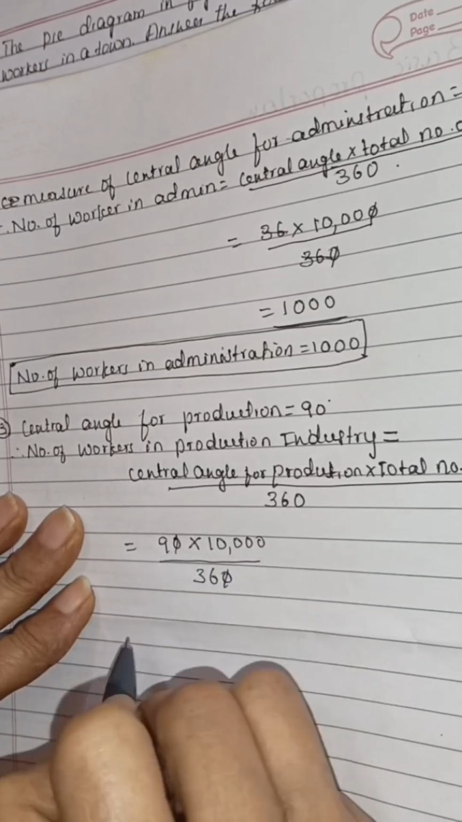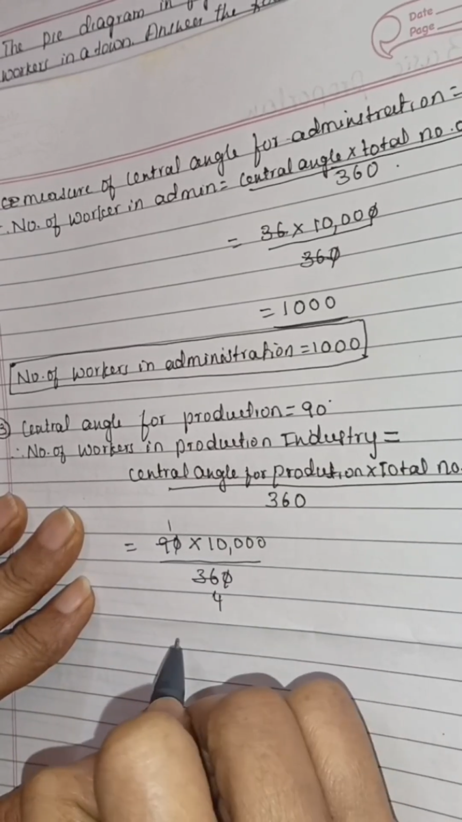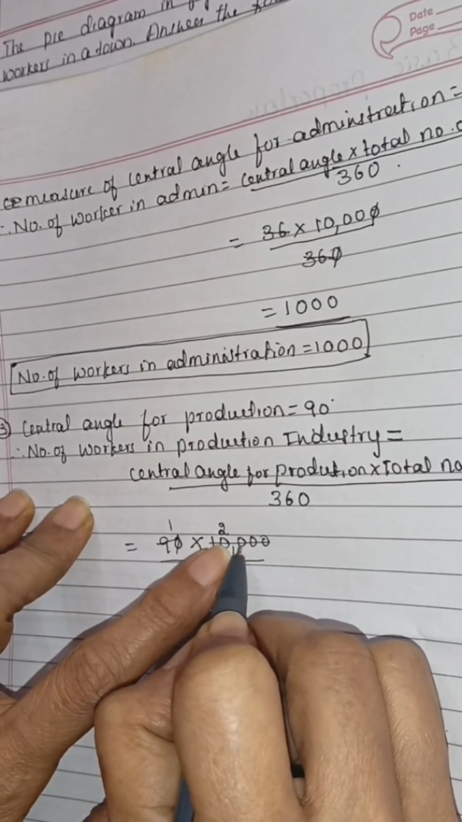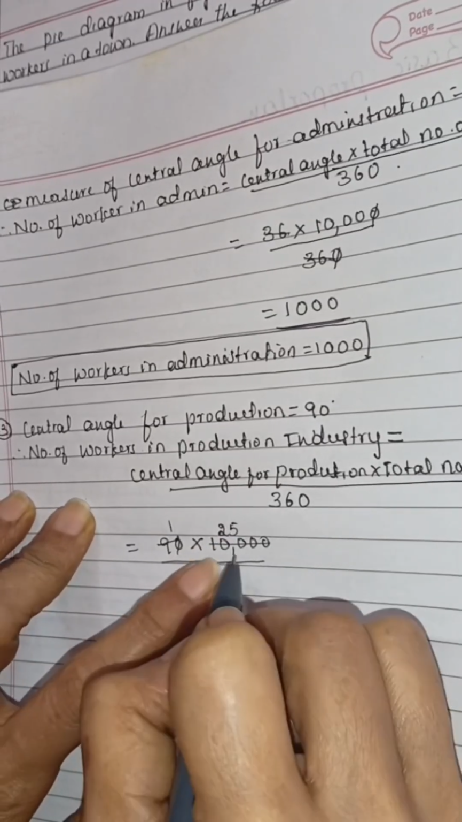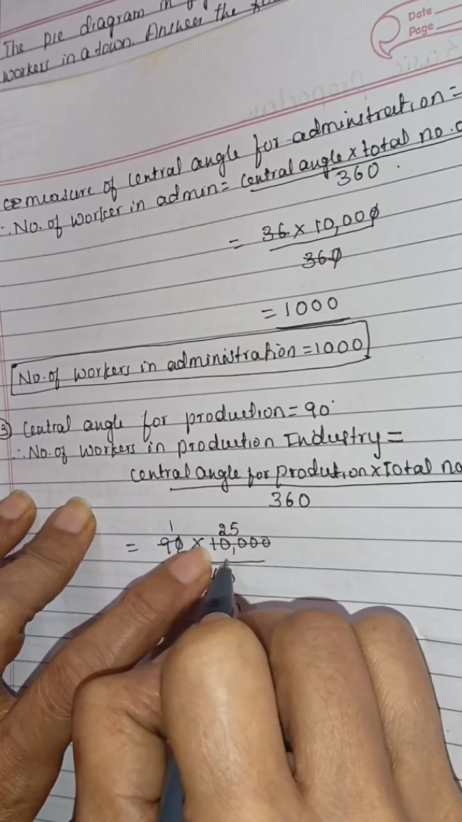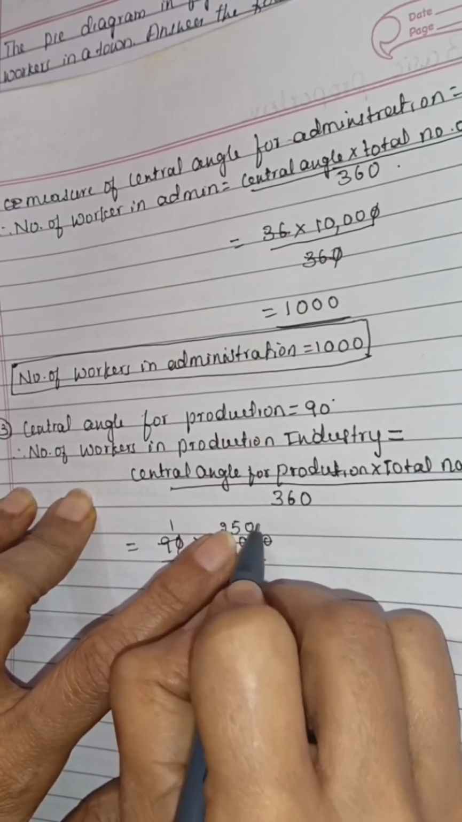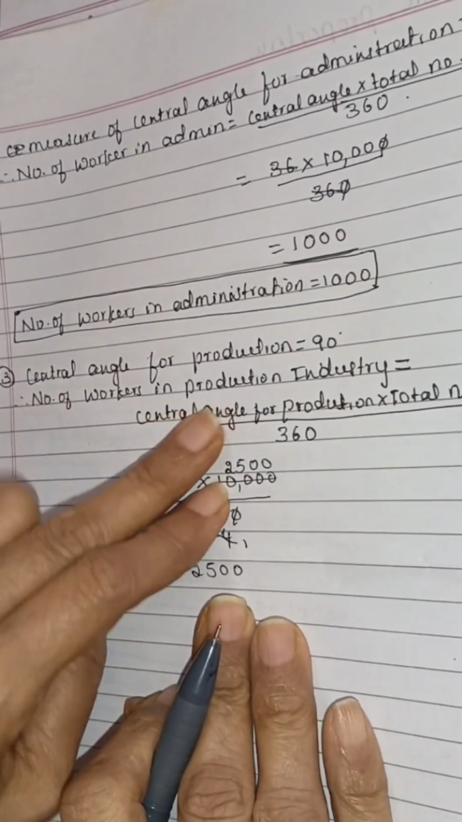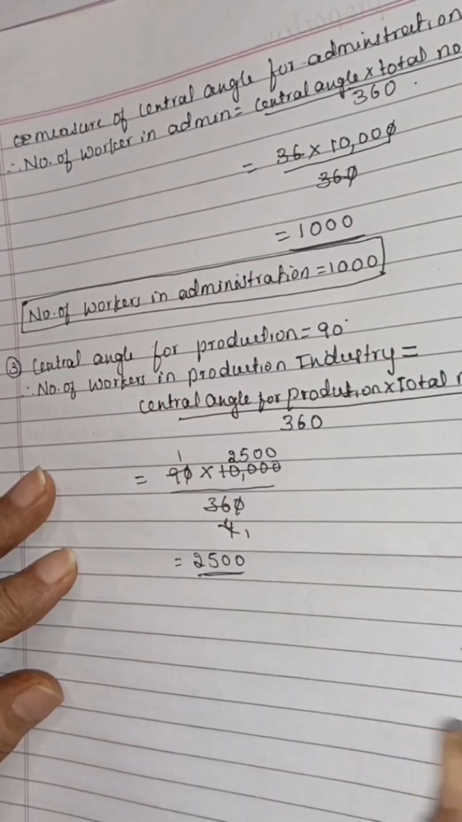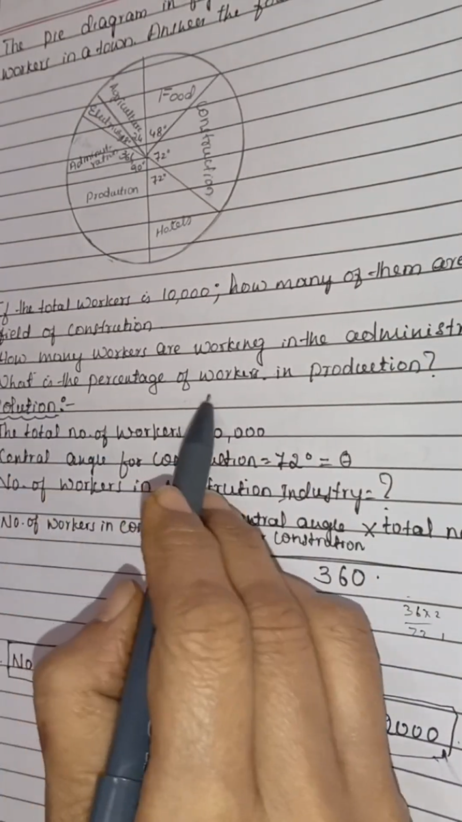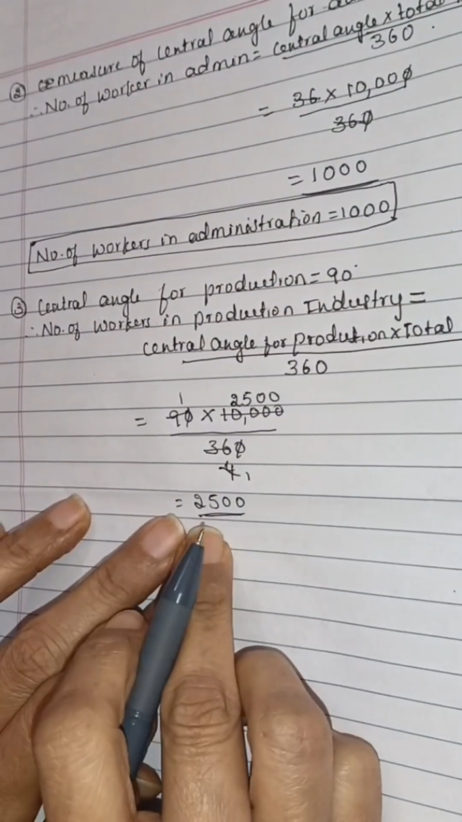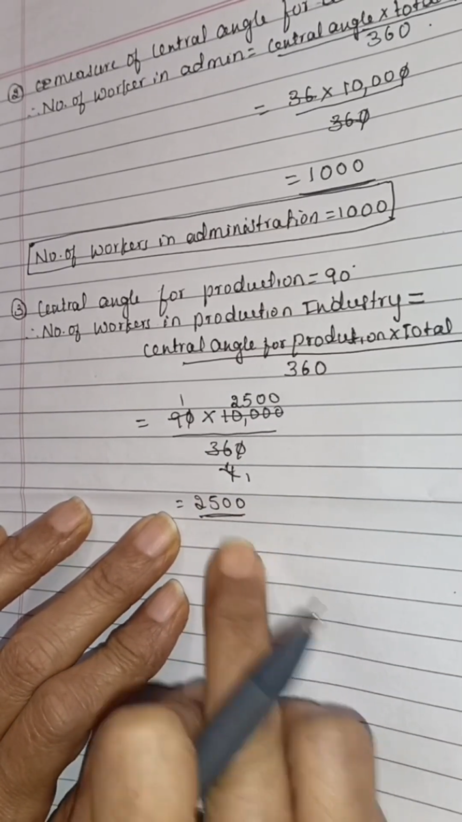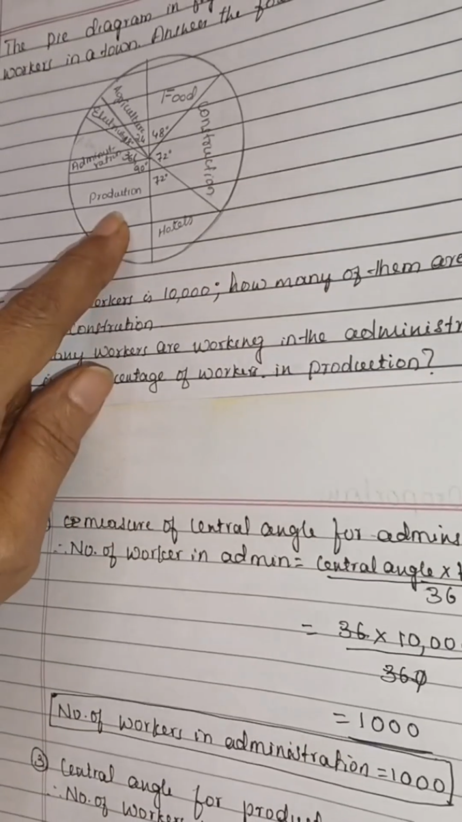0 0 gone. Then 4 9s are 36, and so on, 4 2s are 8, 2 remains, 20. 4 5s are 20. This is 2500. This is the number of workers in the production industry, 2500. But this is not the question here. The question is, what is the percentage of workers in production? Out of 10,000 total workers, 2500 workers are in the production industry.